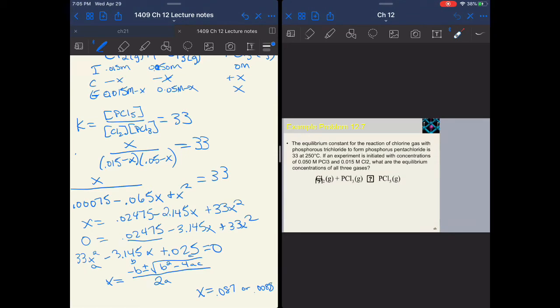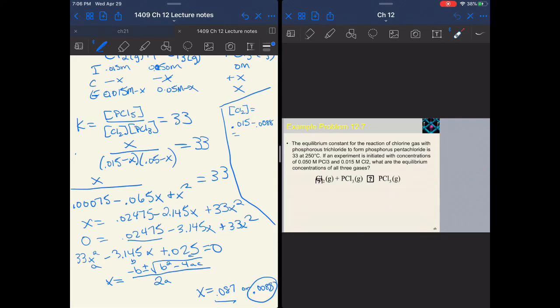And you have to use some common sense here to decide. So think about what x means. I know that the concentration of Cl2 is going to be 0.015 minus x. If I use this value, it's going to be negative, and you will not have a negative concentration. So I'm going to go with the 0.0088. One of the choices will always make sense, and the other one will not if you had two choices there.